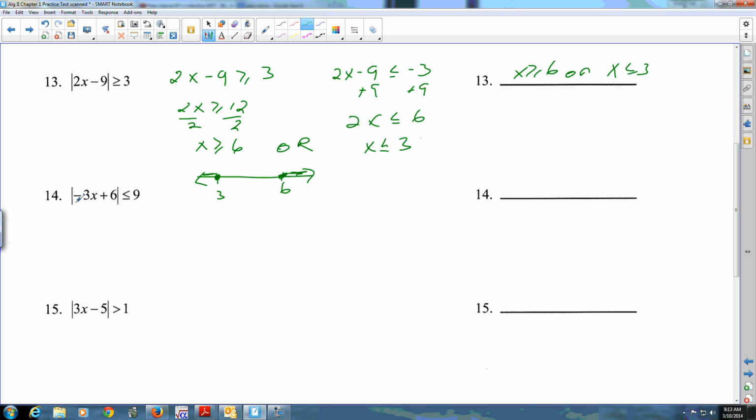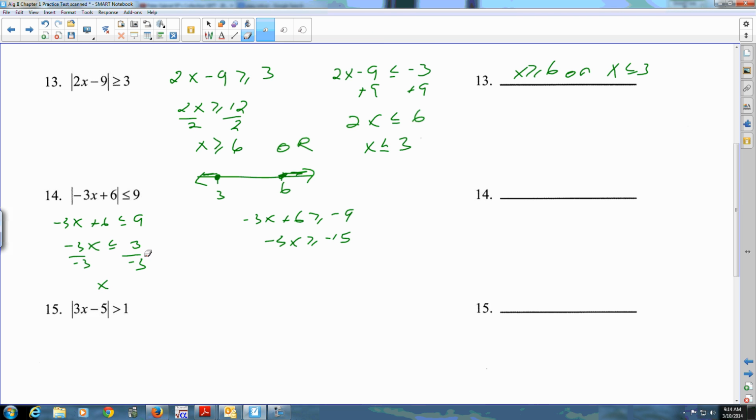All right, let's try this one. Take the bars off. Turn the inequality around, make what's on the other side negative. Subtract the 6 on both of them. Divide by negative 3. Oops, and because I divided by a negative, I got to turn the inequality around. I almost missed it. Equal to negative 1. This one, divide by negative 3, x less than or equal to 5.